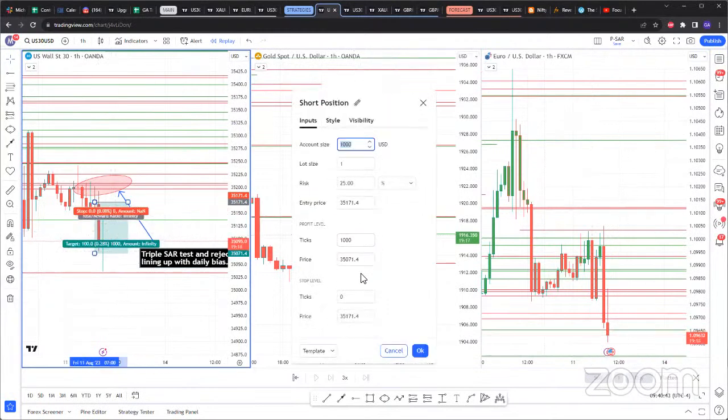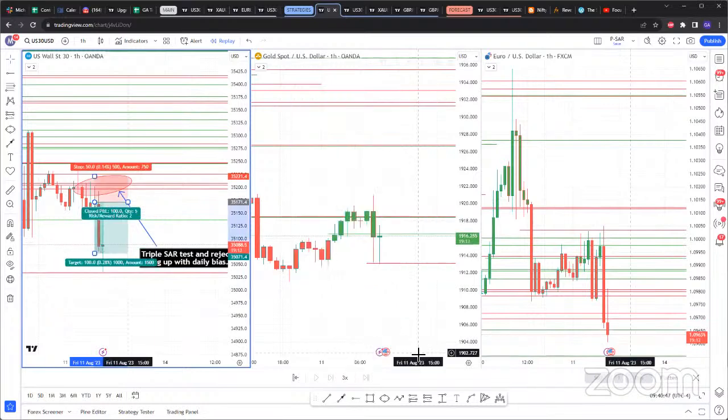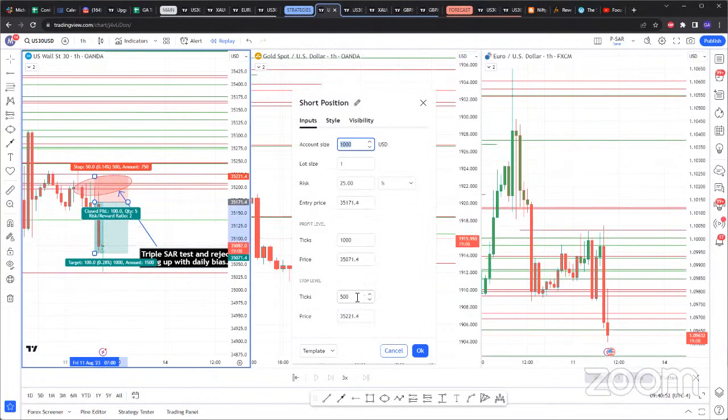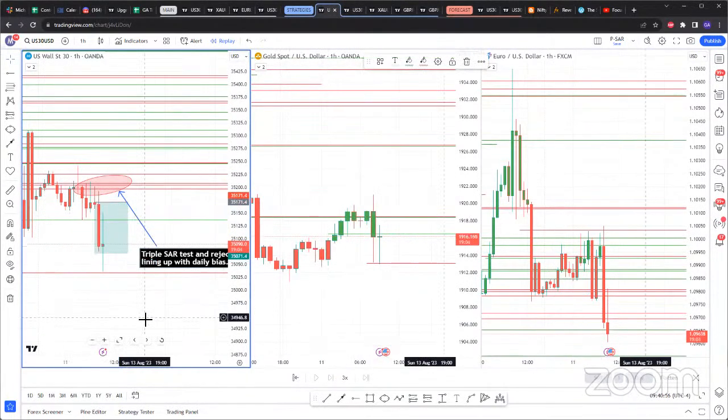For this trade, I had a 50 pip stop loss. For these trades, you want to have a 1:2, and when you're at 1:1, you go ahead and set break even. So that's the idea. If the daily bias is bearish, go on the 4-hour, go on the 1-hour, and look for zones that have triple or double SARs that are in the same direction.